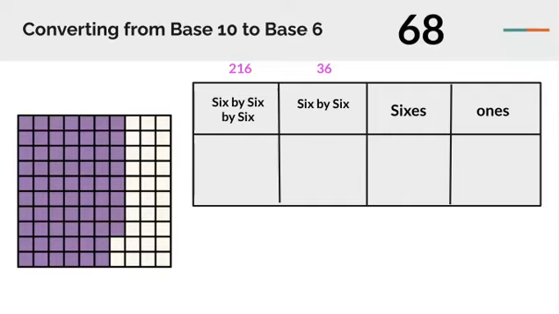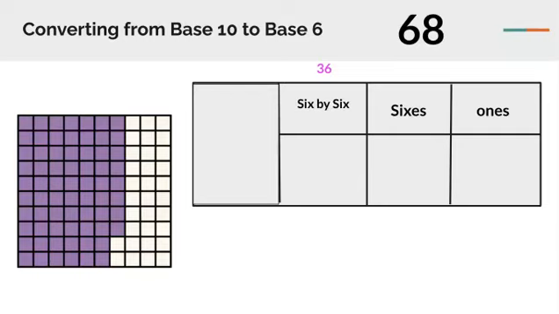The next place value is a 6 by 6 by 6, which is 216 units in base 10. And that's way too big. That's bigger than 68, so I know I can't make any of those. All right, so I know I can't do the 6 by 6 by 6. So the biggest place value I need to start with is just the 6 by 6 place value.